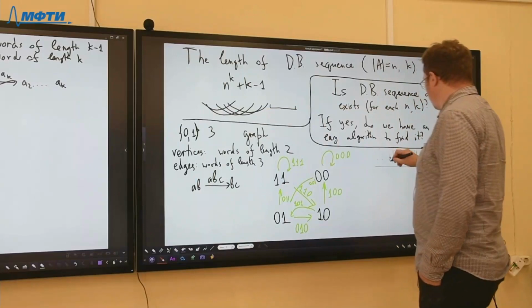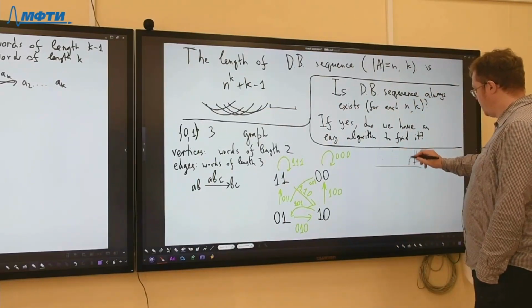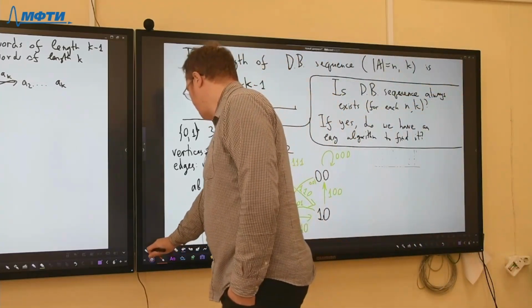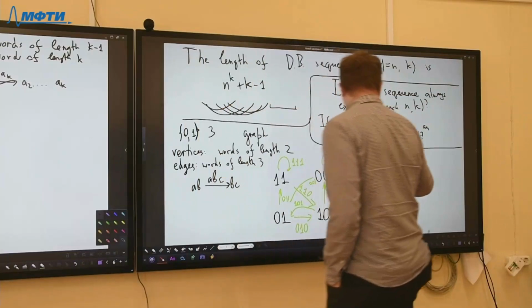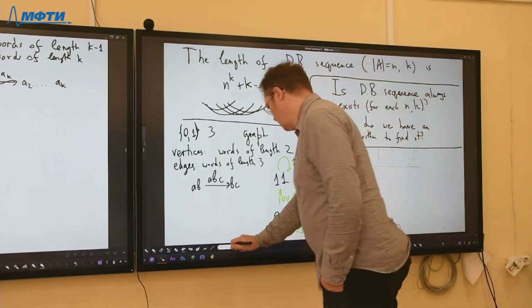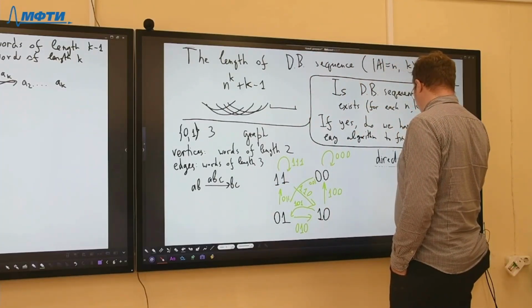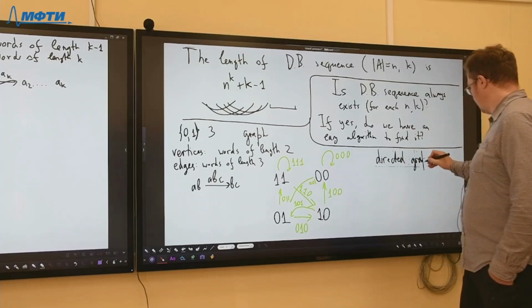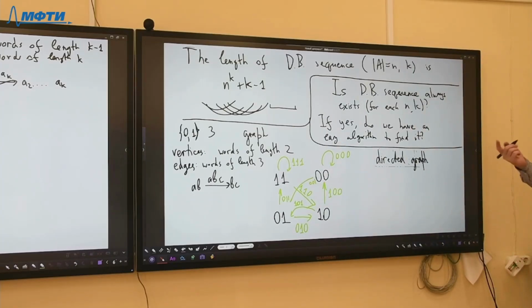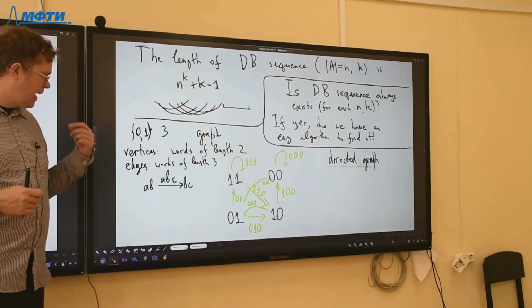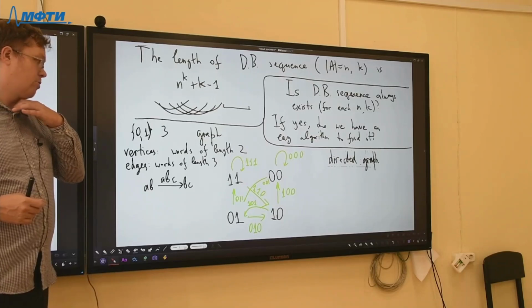And what does it mean that we have the De Bruijn sequence? A De Bruijn sequence means that we have an Euler path in this graph. So we need a path that goes through all the edges of our graph.